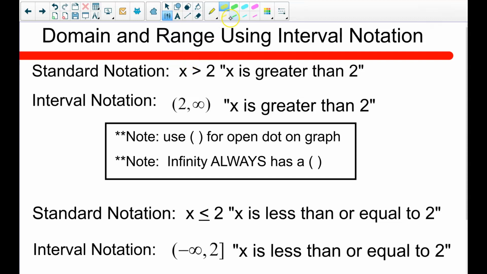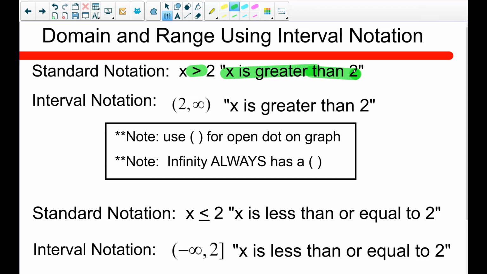I'm going to use my highlighter here for this part, and you guys can highlight as you go too. In our standard notation, we see something like this. Remember, we're looking at that sign and the direction it's open. When it's open to the variable, we read that as x is greater than that value. In this case, it would be greater than 2. We want to keep that in mind as we answer these questions and write these things in that notation.